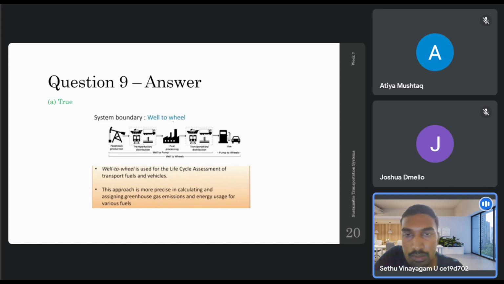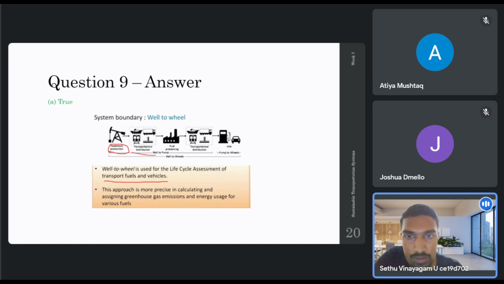So where is this particular system boundary used? It's particularly in the life cycle assessment of transport fuels and vehicles. In this case, we first start with the feedstock production, where the raw material is extracted. Then this is transported or distributed to the fuel processing units. So this has to be processed, but not at the place of extraction of the raw or crude feedstock.